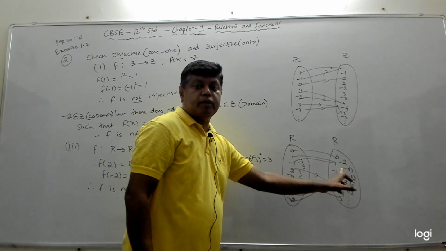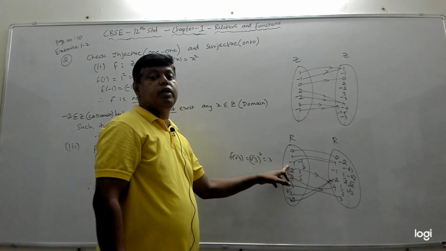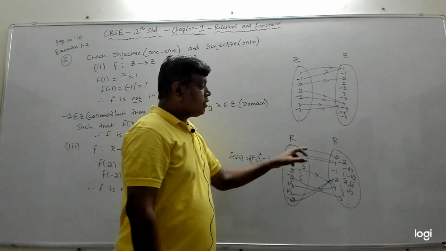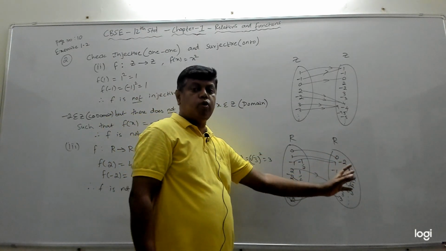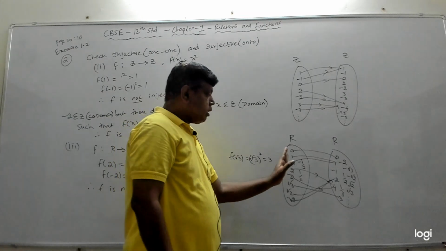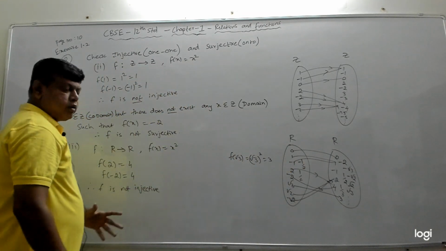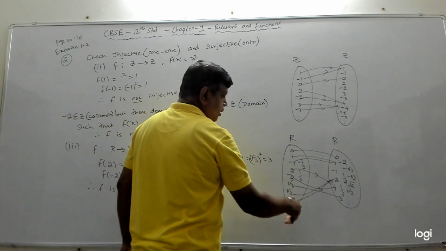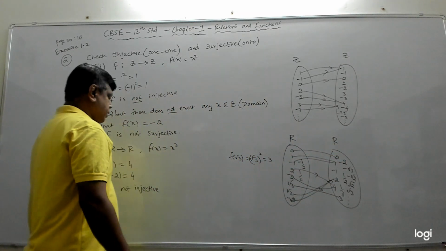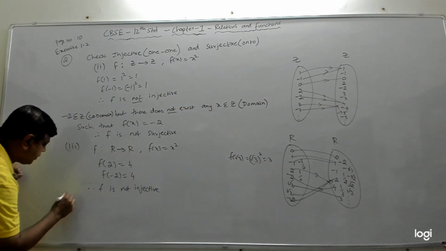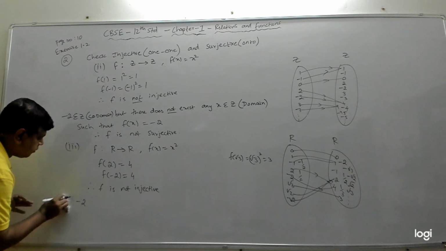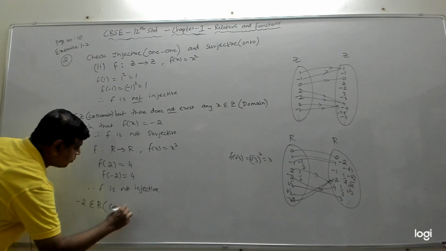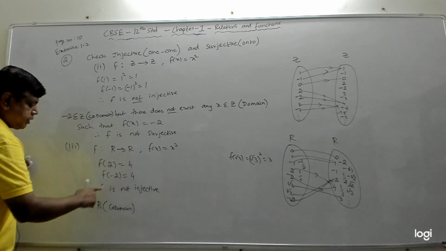So if I take any negative number, that negative number cannot be an image of any number here, such that f of x will give me minus 2, or minus 3, or minus root 3. No negative numbers can be an image of any number here. So we'll take one negative number, that is enough. We have infinitely many negative numbers, and none of them have an element here such that f of x is that negative number. So we'll say, let minus 2 belong to R, which is the codomain. From this R, I am taking minus 2.